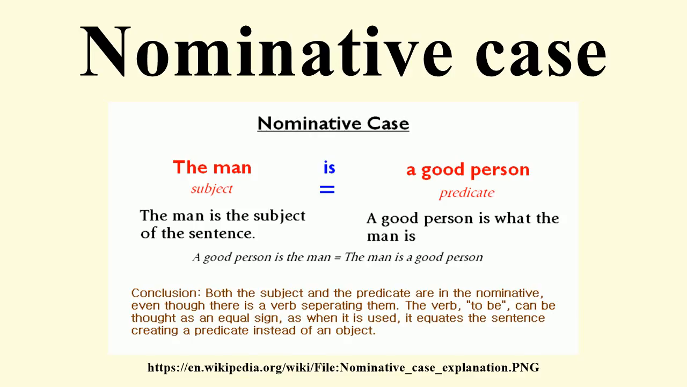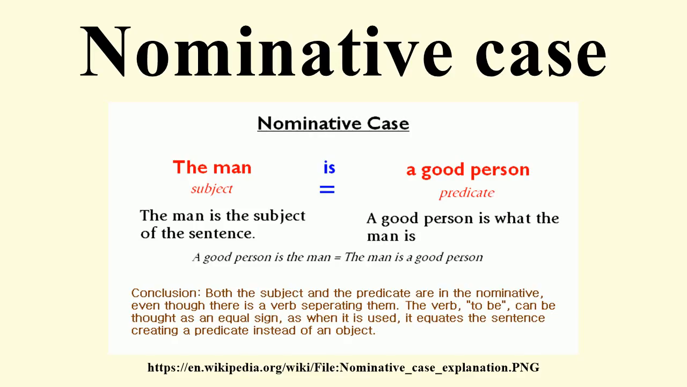Examples. Subject. The nominative case marks the subject of a verb. When the verb is active, the nominative is the person or thing doing the action. When the verb is passive, the nominative is the person or thing receiving the action. The boy saw her. She was seen.